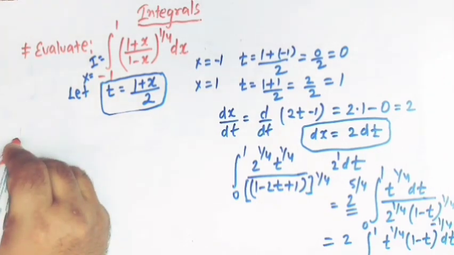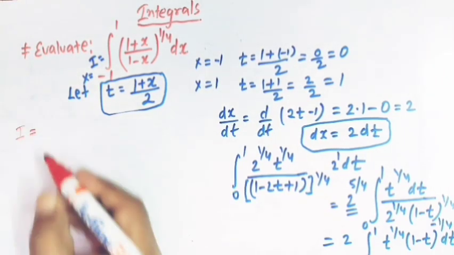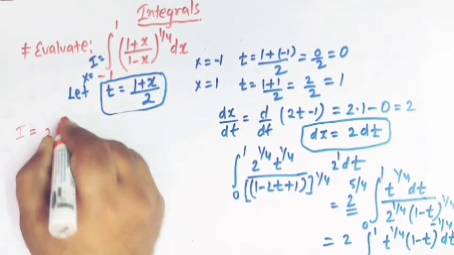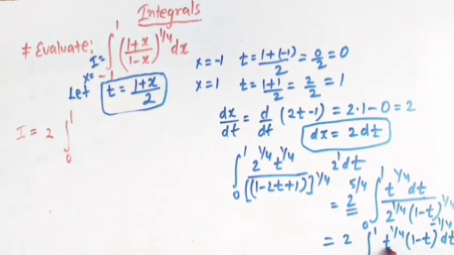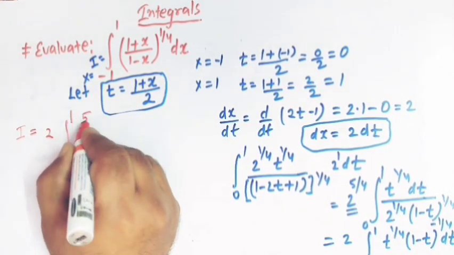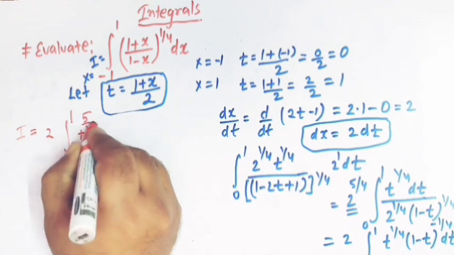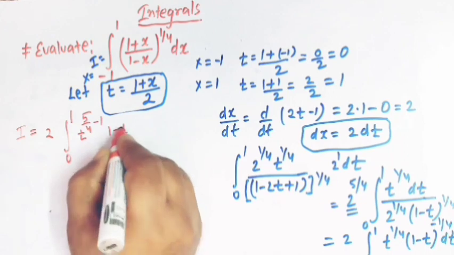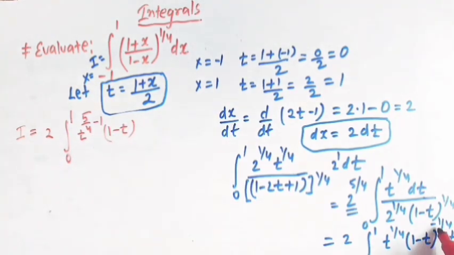So now we have I is equal to 2, integral from 0 to 1, and see, here we have t raised to 1 by 4, right? So t raised to 1 by 4 can be written as t raised to 5 by 4 minus 1, right? And here we have 1 minus t raised to minus 1 over 4, right?